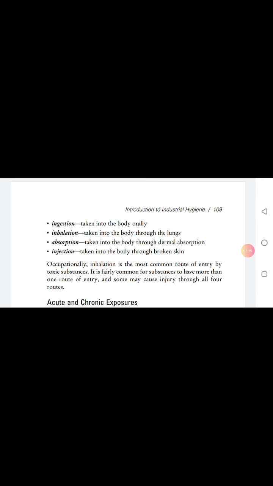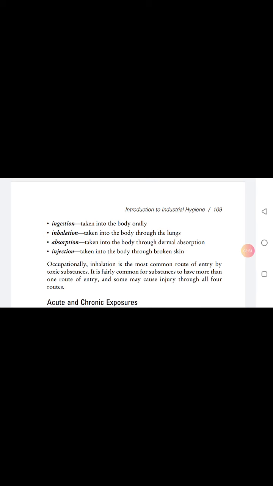First, we will explain ingestion. Look at its definition. Ingestion is taking some toxic material into the body orally. Orally means from your mouth. Your mouth is the route of entry through which you can enter any toxic material. So orally means from your mouth, and from the mouth it goes into your stomach.